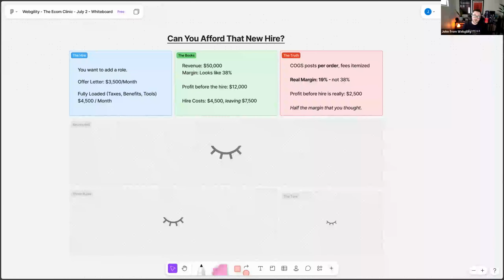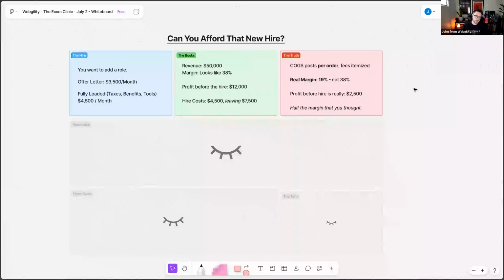Because again, the offer letter says $3,500, but the books say $4,500 with the fully loaded cost, and then not understanding what the margin actually ends up being means that if you were to make the decision based off of just what your books say at face value, you're already in the hole, so to speak, for that hire before you even get them onboarded.